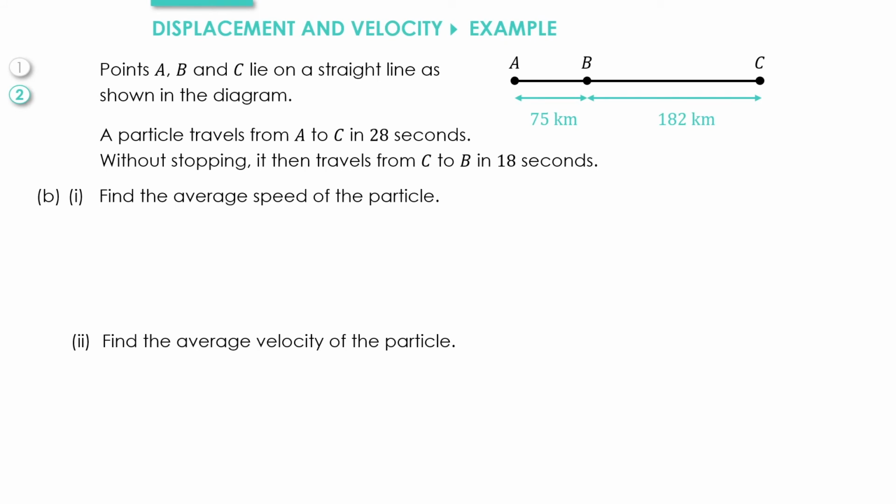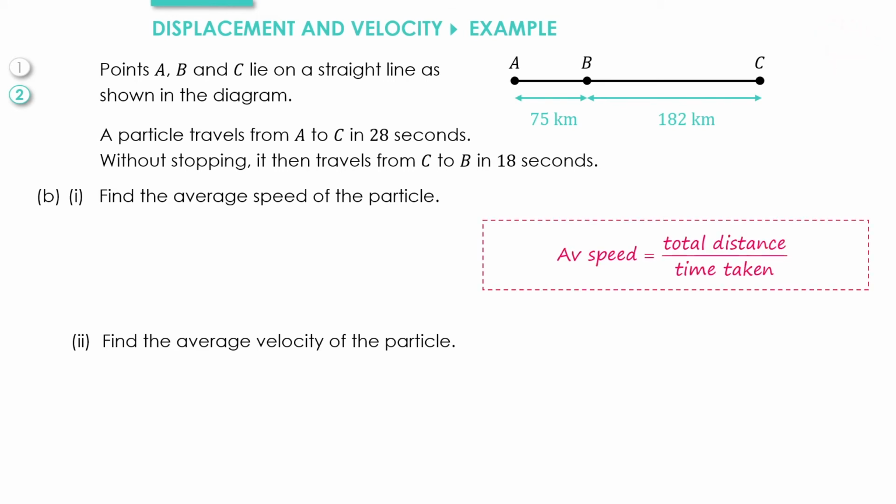Again, you might want to pause the video and have a go at these for yourself first. Okay, average speed then is given by total distance divided by time taken. Earlier we calculated the total distance was 439 metres. The total time taken is just 28 seconds plus 18 seconds, so we're going to do 439 divided by 46. Pull out your calculator, you get 9.54 if you round to three significant figures.